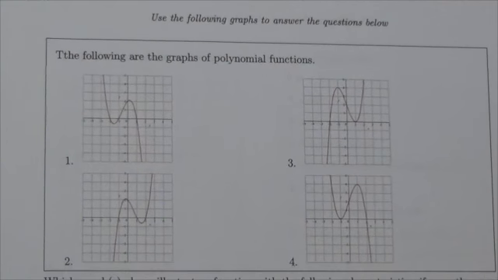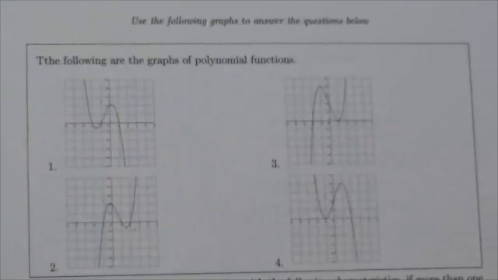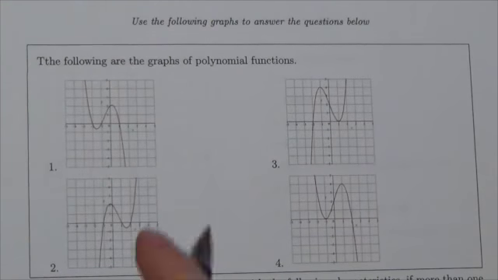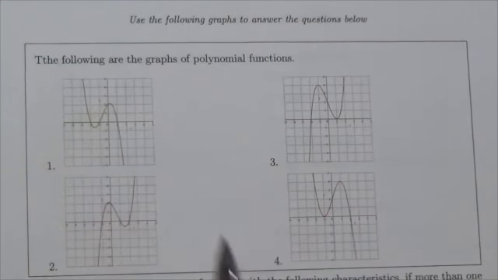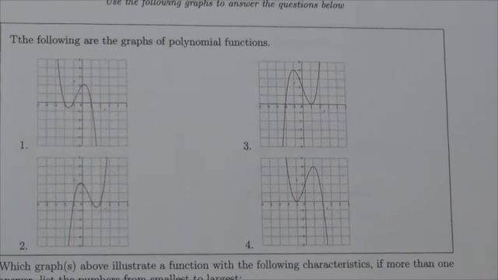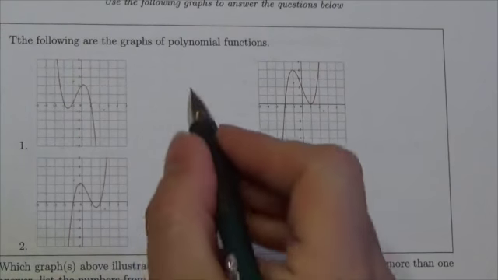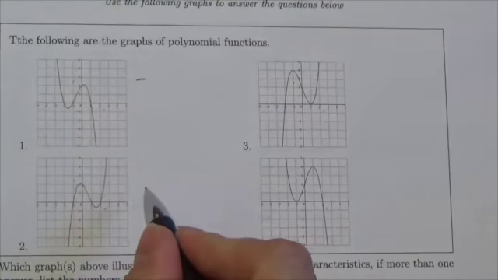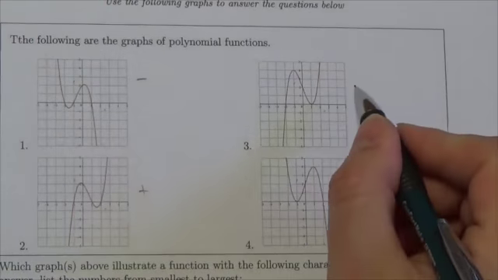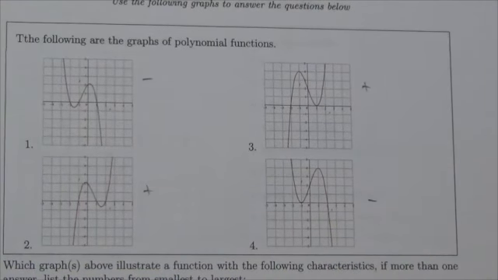Okay, for this particular question here, I know it's broken up into questions 2 through 5, but we're going to do them all basically at once. The following are the graphs of polynomial functions. When you look at those, I hope at this point you're comfortable enough with this to realize that they're all cubics. This is a negative cubic, this is a positive cubic, this is another positive cubic, and this one's a negative cubic, just because of the way they're working here.